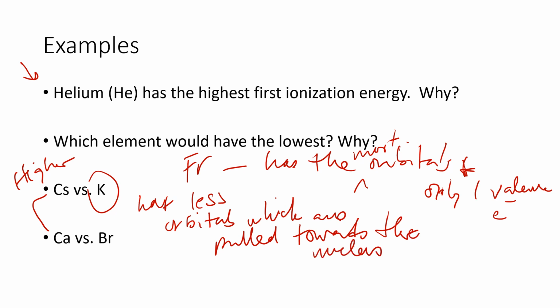Calcium and bromine, which has the higher electronegativity? It's going to be bromine, because it's going to want to gain an electron to make its full octet. Calcium wants to lose 2 electrons to make a full octet, so it's going to take less energy to remove that. For bromine, however, because they're 1 short of having a full octet, they're going to want to hold on to their electrons most likely.